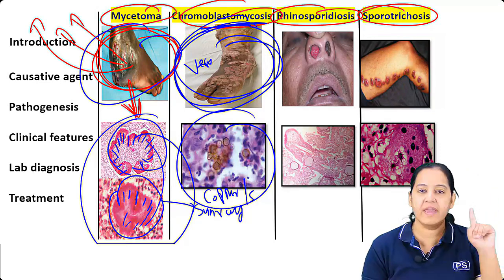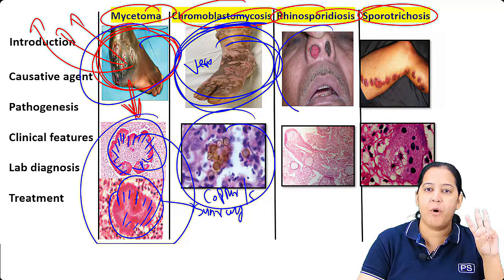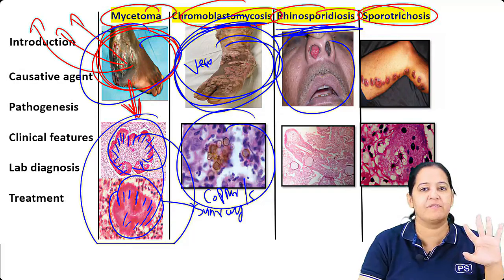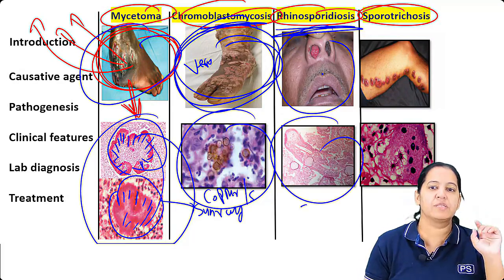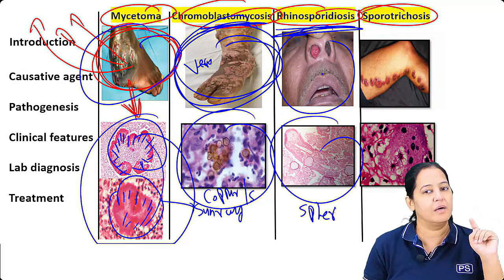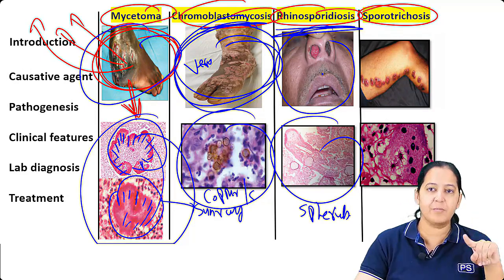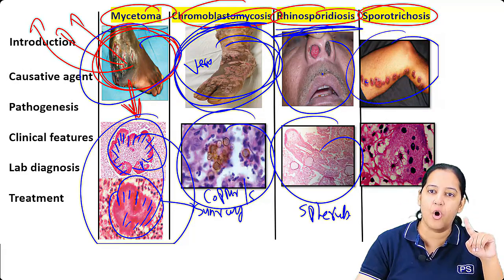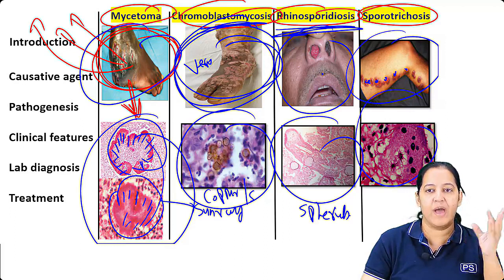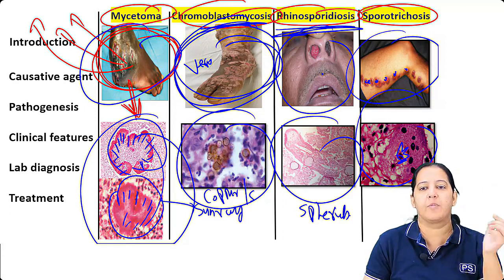Can you see this also? The third is the polyp, rhinosporidiosis. It is always present with the polyp. And see, the biopsy shows the spherules having multiple endospores inside. Last is sporotrichosis, having multiple ulcers along the lymphatic. And the biopsy shows asteroid body or cigar body.